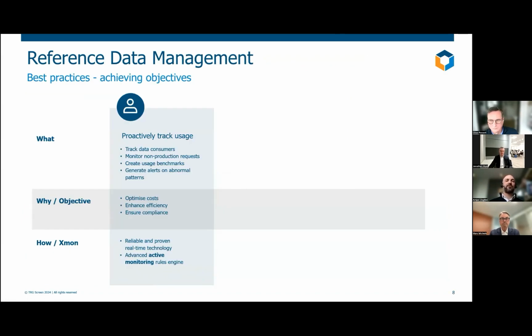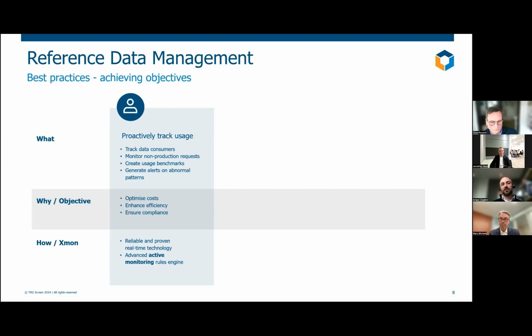Now, we've highlighted here 3 principles that we think can help achieve those objectives. Firstly, it is important to change the dynamic of reference data management. So shift away from the traditional way of passively managing reference data to a more proactive approach. This means actively tracking consumers in real time, monitoring non-production calls, creating benchmarks on usage, and this will allow us to create alerts for abnormal usage, whether it's abnormal cost or abnormal compliance calls. Doing this will help us address the objectives of optimizing spend, enhancing efficiency, and ensuring compliance.